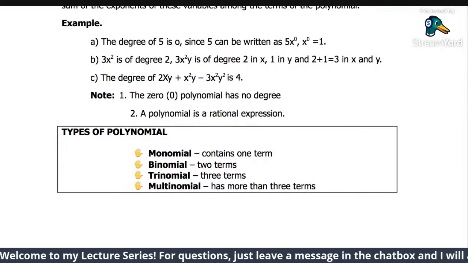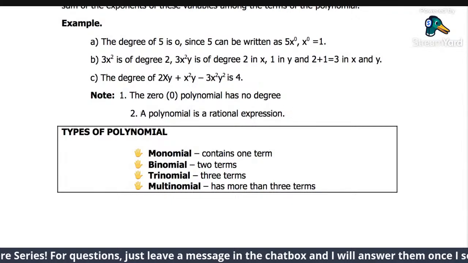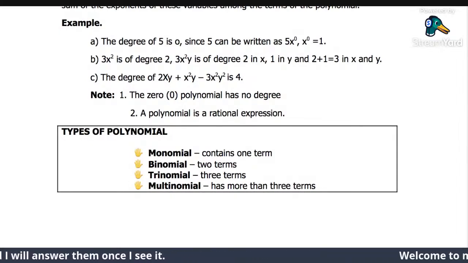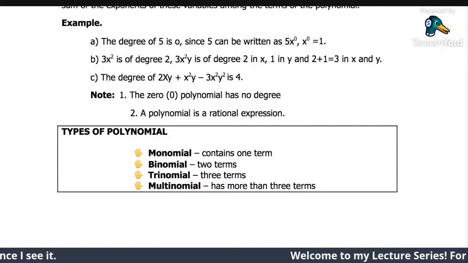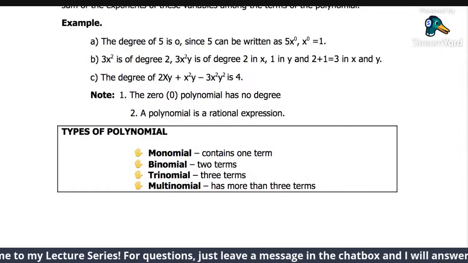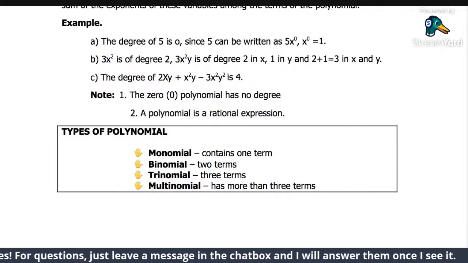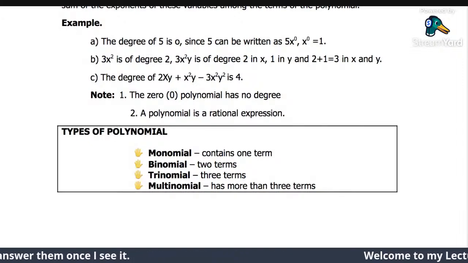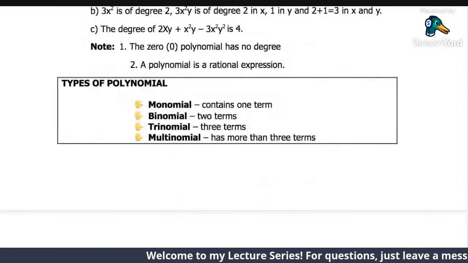A polynomial is a rational expression. So it's a rational expression, this polynomial of ours, because we made mention that we cannot have an exponent if it's for division. We cannot have a variable expressed as a division, or as a quotient, I mean. Okay, that's why it's a rational expression, because for example, if you have x over y, that is no longer a rational expression.